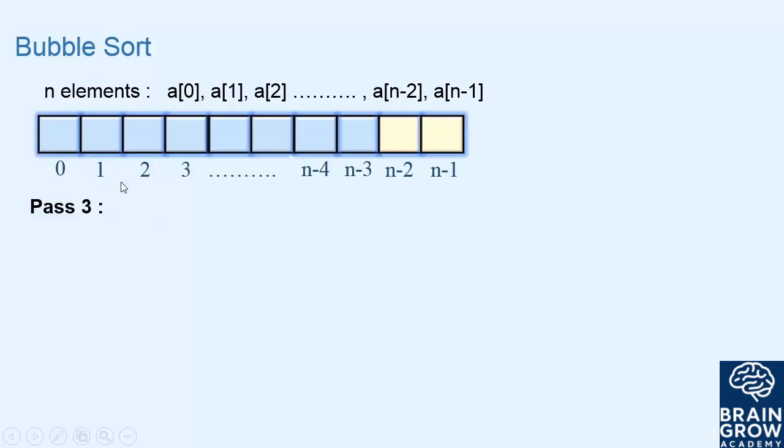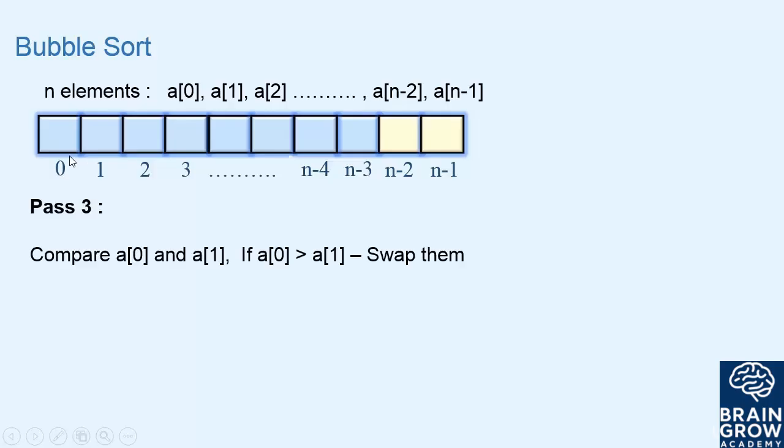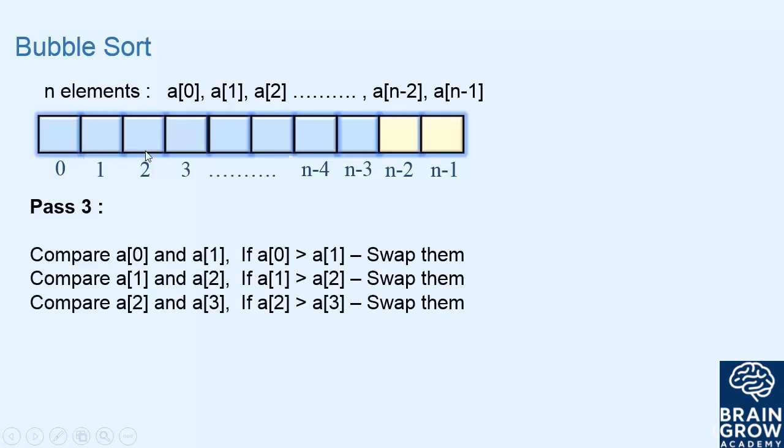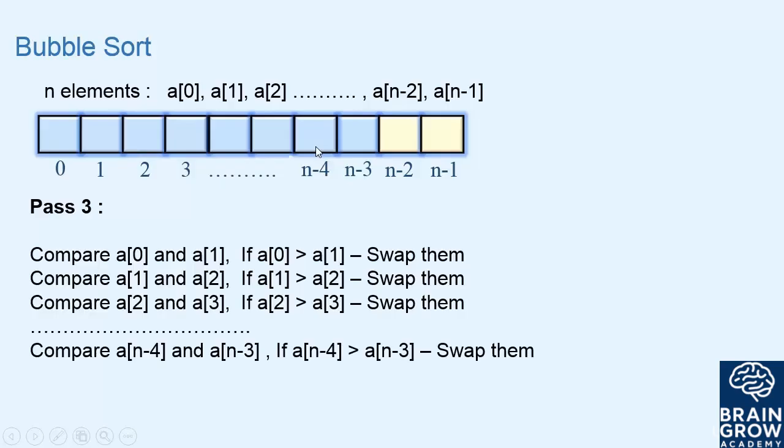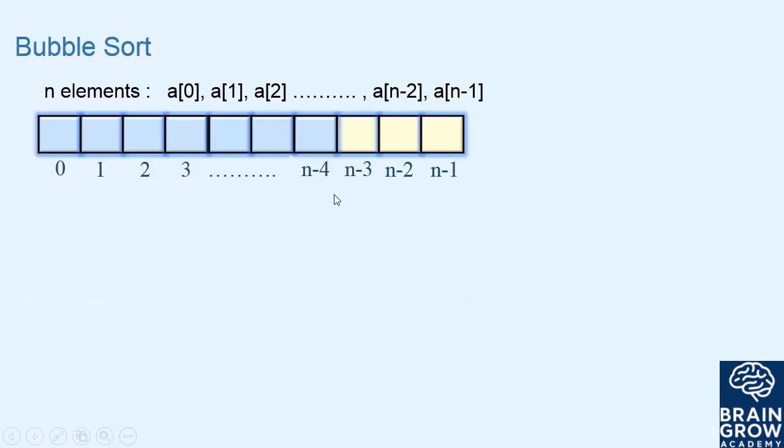Now in pass 3, again comparisons start from A0. A0, A1 are compared, then A1, A2 and so on. And this time the last comparison is in between an-4 and an-3. And swapping is done if an-4 is greater than an-3. So at the end of pass 3, the third largest element comes down at this place.